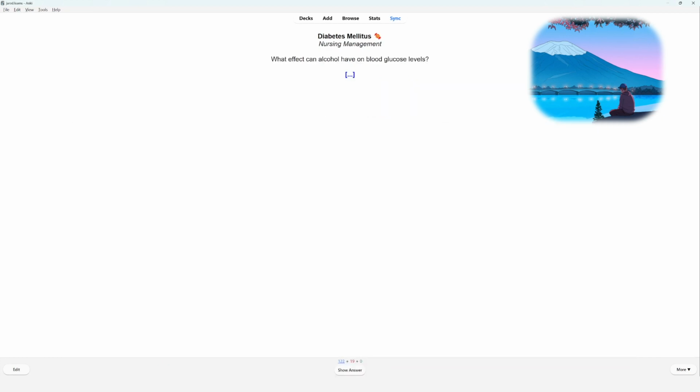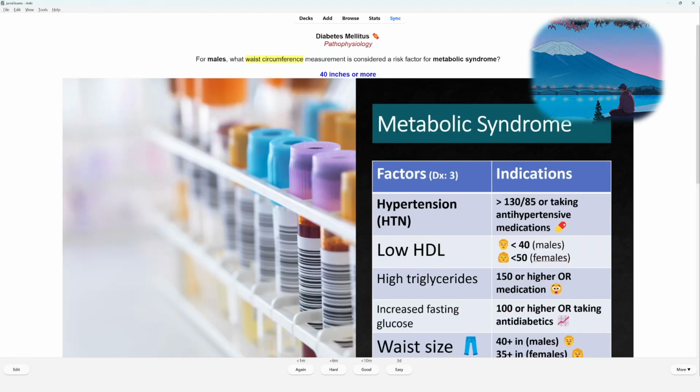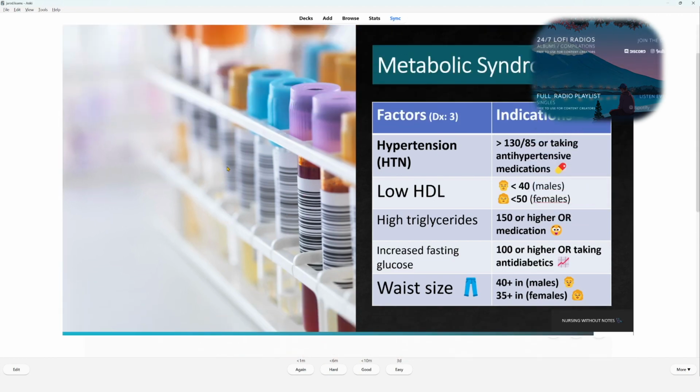What effect can alcohol have? It lowers waist circumference, 40 inches. 40 inches in males, 35.